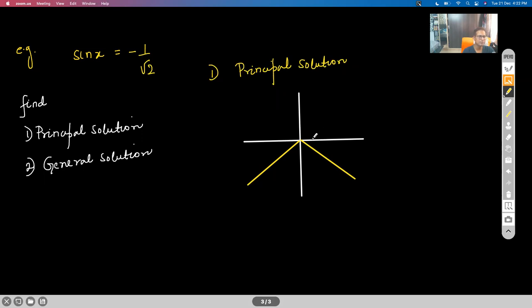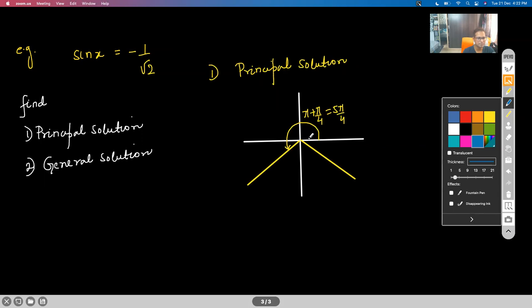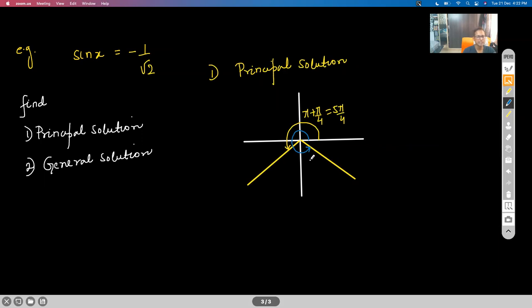Now the magnitude here will be, please remember, pi plus pi by 4, which is nothing but 5 pi by 4. And the other one will be this blue one, and that would be nothing but 2 pi minus pi by 4, that's nothing but 7 pi by 4. So absolutely right. Those who said 5 pi by 4 and 7 pi by 4, absolutely correct. Now, principal solution is done. What about the general solution?